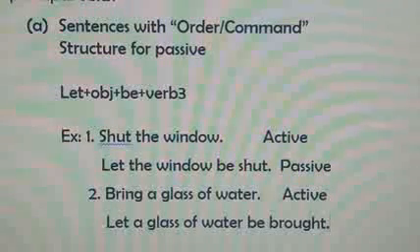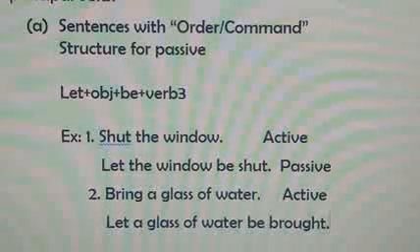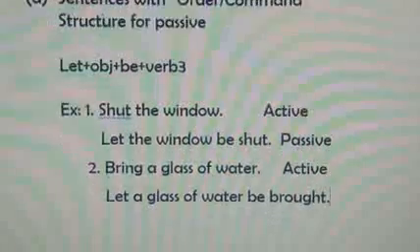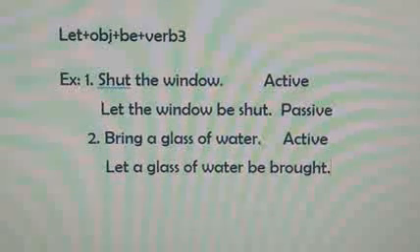Okay. So, dear children, over here, what have we seen? We saw sentences with order and command. If the sentence is in the group of order and command, the structure for passive will be let, then after that we will apply the object, then be, and after that the third form of verb, as we already know that in the passive voice we always use the third form of verb. Okay, now we should move to another group.